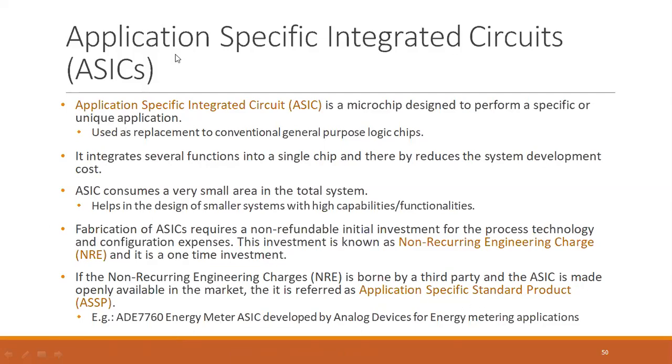So this is what we call application-specific integrated circuits, which are nothing but microchips designed for a specific application. These are very small applications, and they are small in number, but they have high capabilities as well as functionalities, right?